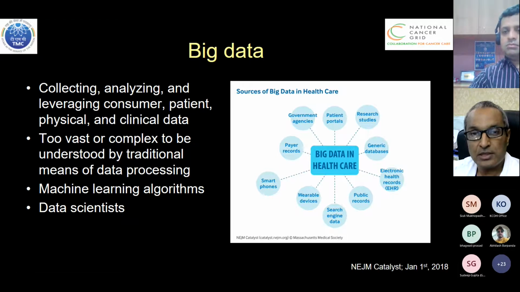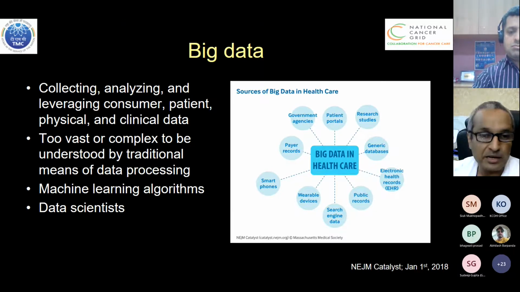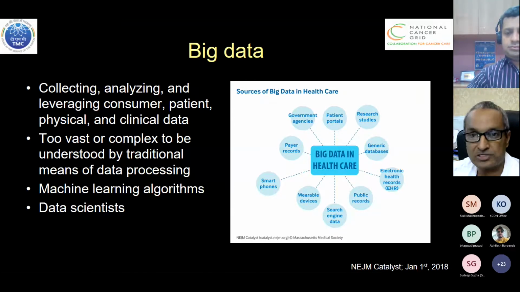So a lot of things have been spoken about big data. A very layman's definition of this would be data that's too vast or complex to be understood by traditional means of data processing, bringing this very new, brave world of machine learning algorithms, probably not so new anymore, but nevertheless, we are learning as we go. And this shows the importance that data scientists currently have in analyzing this kind of data.